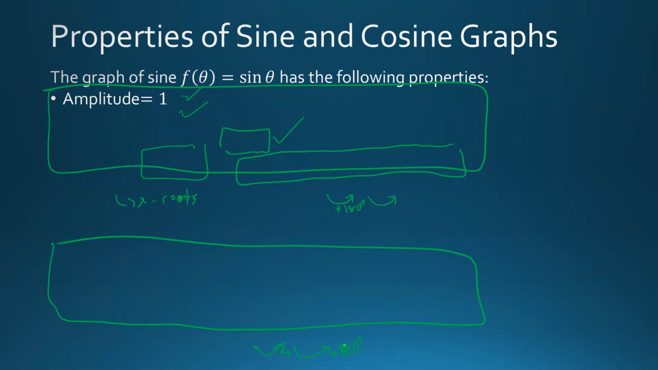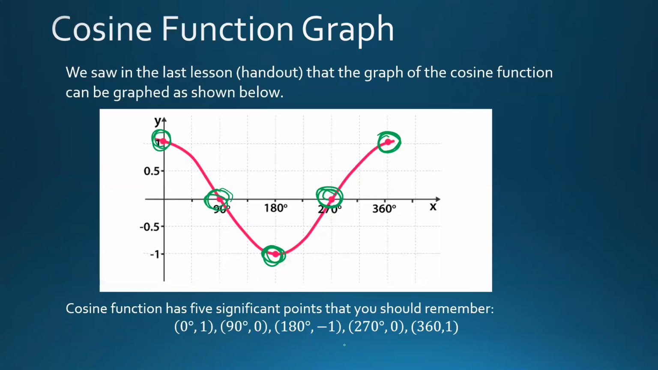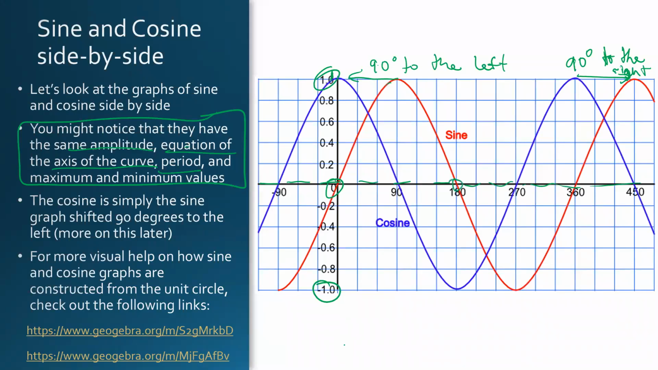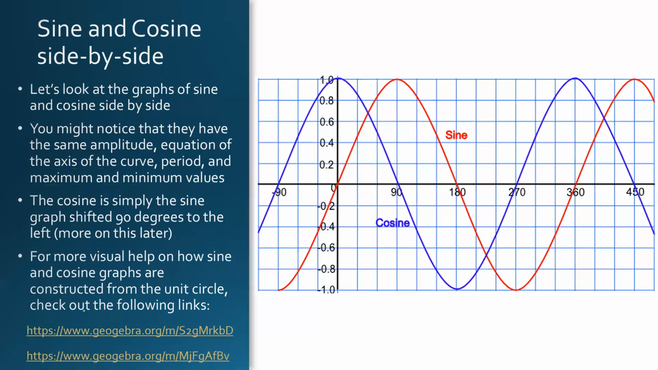So the zeros occur at different spots, and we can go back to the graph and compare. We can see here that the x-intercepts for the sine graph are at 0, 180 degrees, and 360 degrees. Let me erase some of this. It's getting really messy here. 0 degrees, 180 degrees, and 360 degrees.